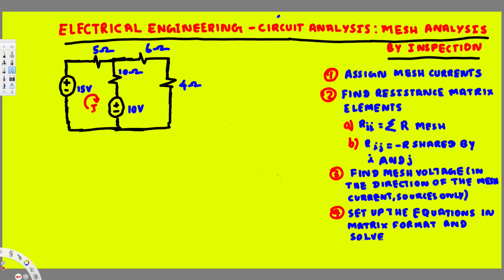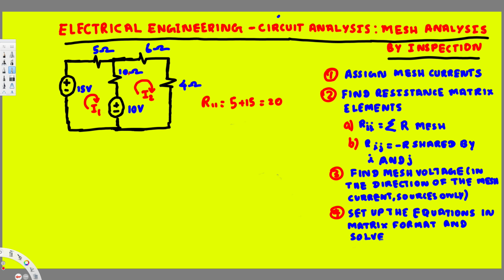So this is going to be I1 and this is going to be I2, right? Now we have mesh currents. The next step is find resistance matrix elements. The resistance matrix is going to be the addition of all the resistances in a mesh. So in the first mesh we have 5 ohm, 10 ohm, and that's it. So we are going to add them together.